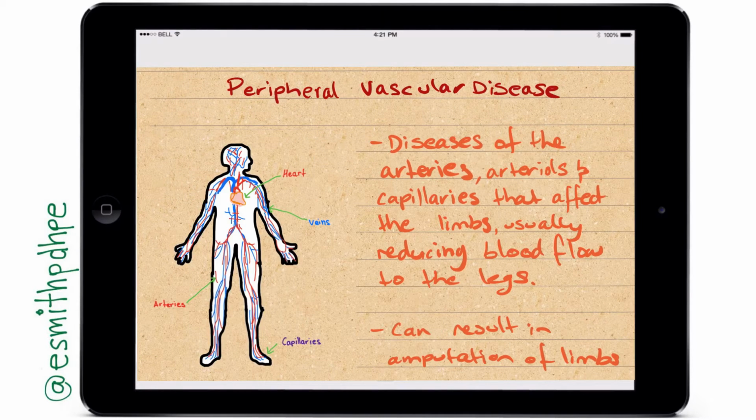Another condition is peripheral vascular disease, and it's basically looking at diseases of the arteries, arterioles, and capillaries that affect the limbs, usually reducing blood flow to the legs. This results in a cramping feeling within the muscles. The warning signs of impaired circulation to the legs and feet are tingling sensations in the feet and tightness or cramping in the legs or buttocks muscles, particularly after exercise. In extreme cases, the disease can lead to gangrene and subsequent amputation of the foot or limb. Significantly, 9 out of 10 people with peripheral vascular disease are smokers.